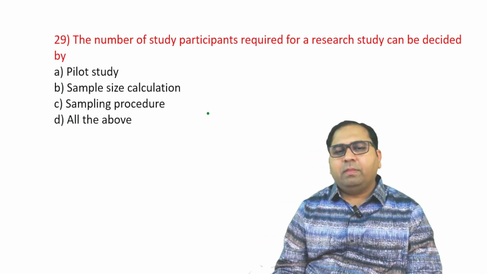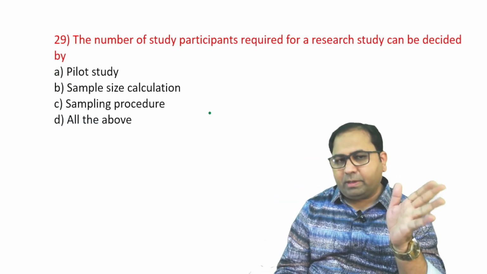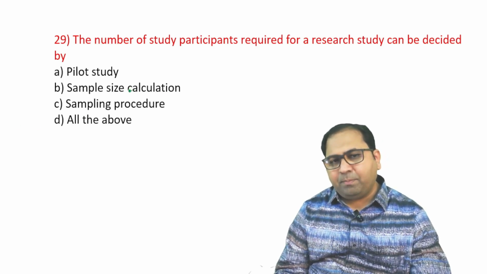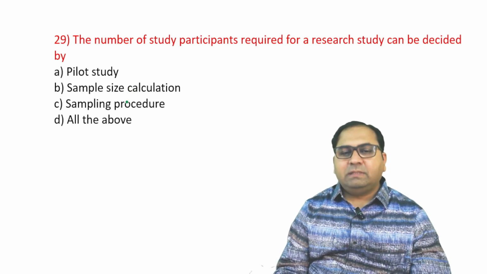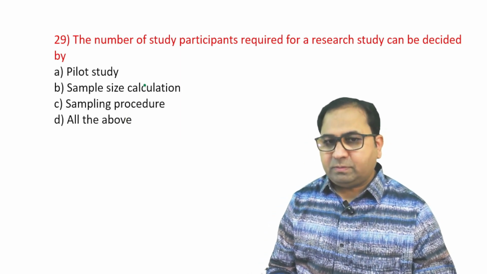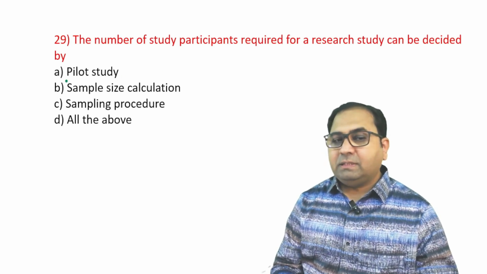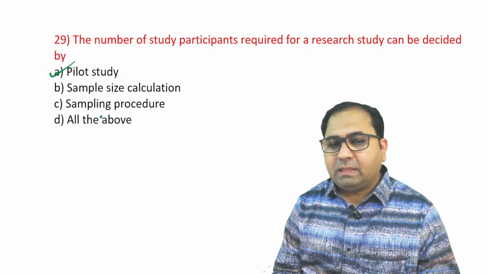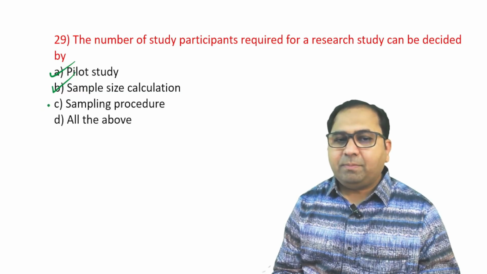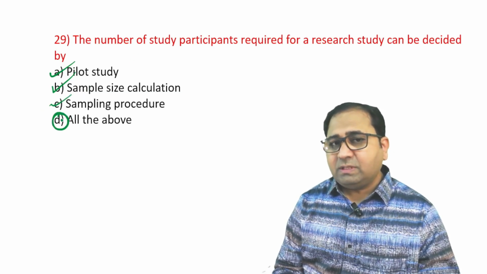Next question. The number of study participants required for a research study can be decided by what? Options are A, pilot study, B, sample size calculation, C, sampling procedure, or D, all of the above. The number of participants required for a research study can be decided by a pilot study, by sample size calculation, and by sampling procedure. So therefore, all of the above is the answer for this question.